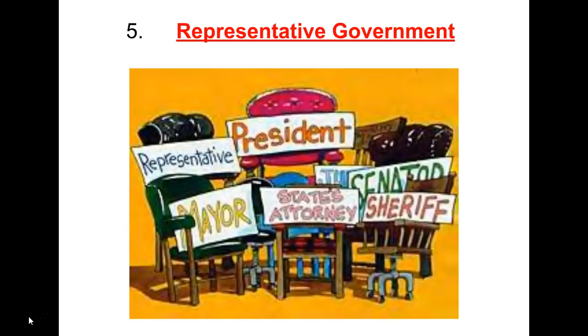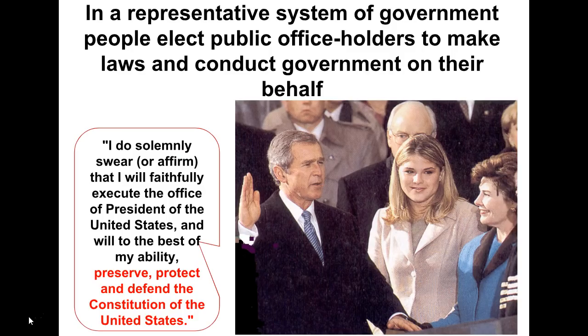We'll also look at representative government, which is representative democracy. They're the same thing. And in a representative system of government, people elect public office holders to make laws and conduct government on their behalf. And we have a picture here of President Bush saying that they'll preserve and defend the Constitution of the United States, because the Constitution is the rule book everyone must follow.